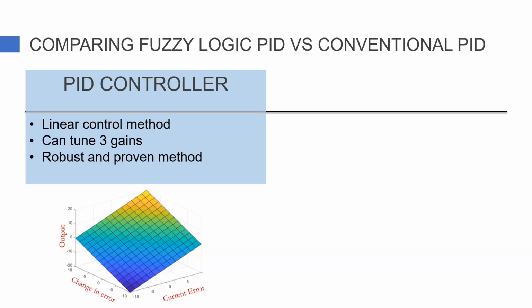Now let's take a broader view as to why we're doing this and the benefits of fuzzy logic over PID. So the PID control is shown on the left-hand side. We've got the output on one axis, the change in error, and then the current error on the third axis. And we see a plane. This is a linear control method. We can tune 3 gains. We only have access to those 3 gains, which is the main gain, integral, and derivative. And this is proven and robust, so we know that PID works.